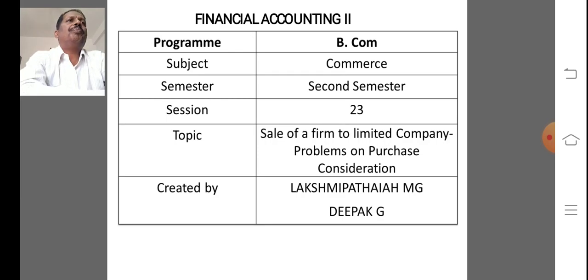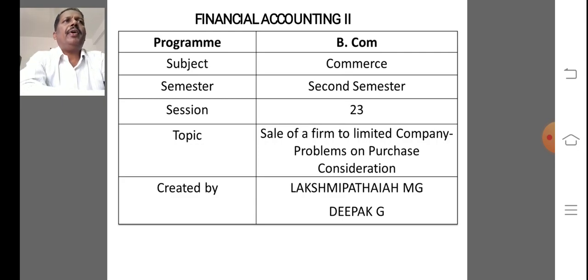In sale of a firm to a company, there will be a consideration payable in various forms. The firm which is being sold to the company is called the vendor firm, and the company which is purchasing the firm is called the purchasing company.